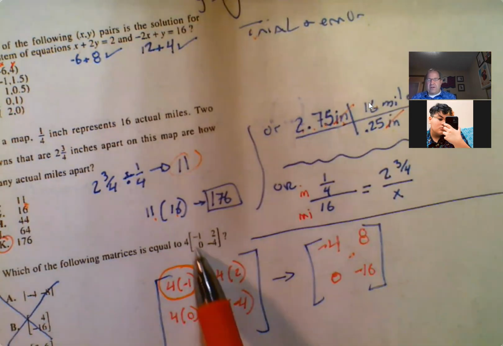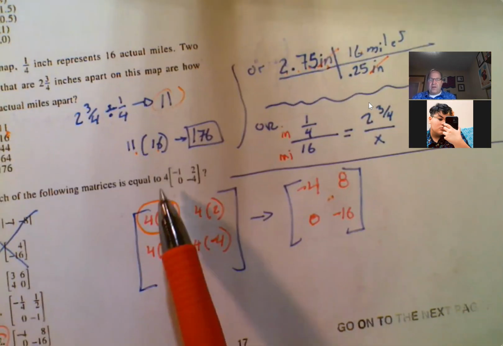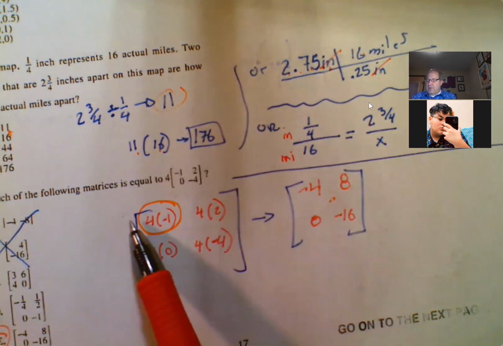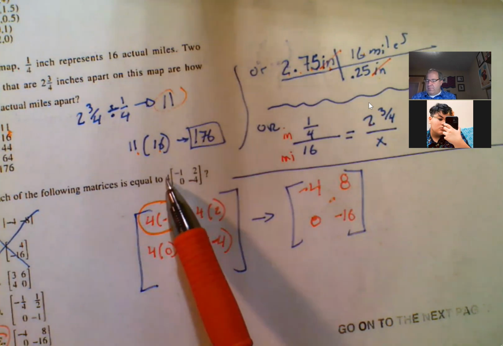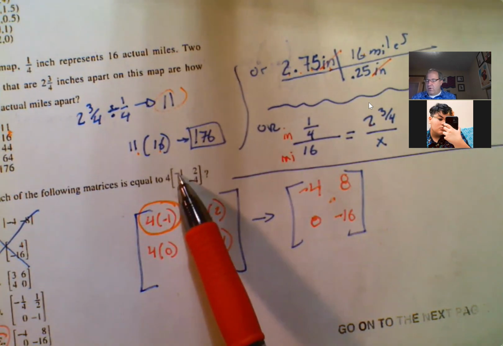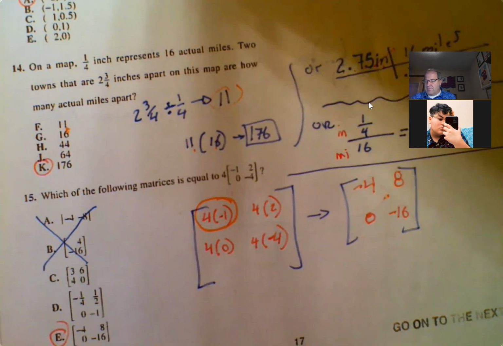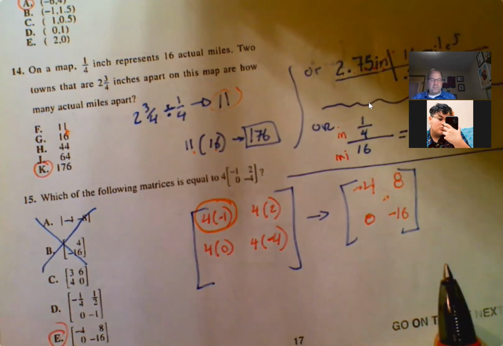15, we're multiplying this matrix by 4. So that means multiply all those numbers by 4. So I'm just going to do the top one. 4 times -1 is -4. That top corner should be -4. E is the only one. So got to be letter E.